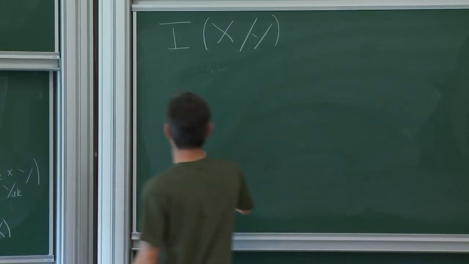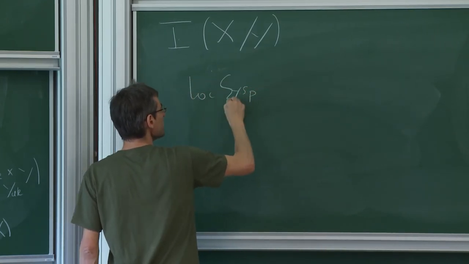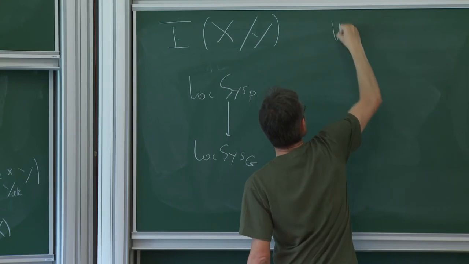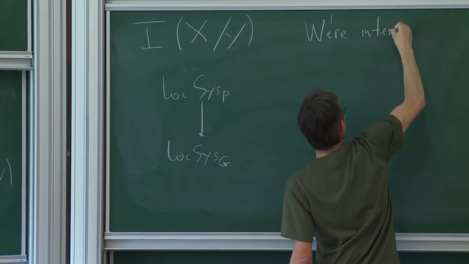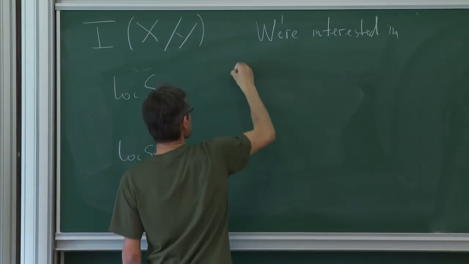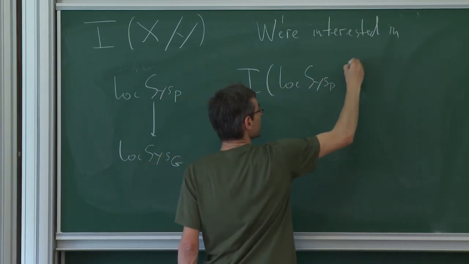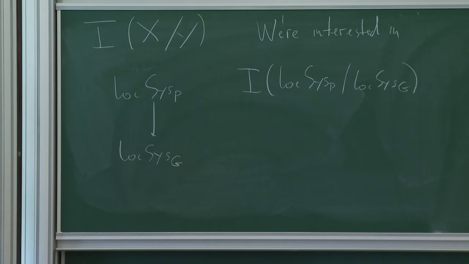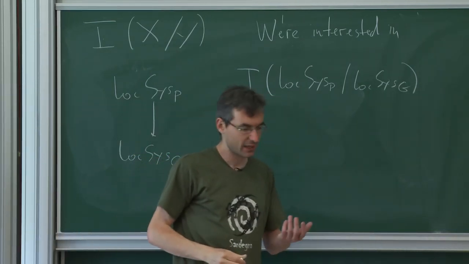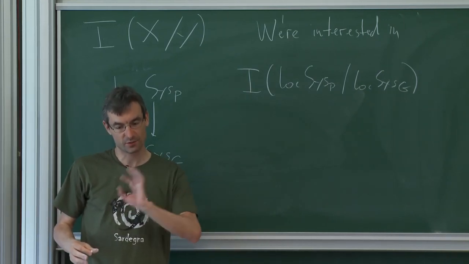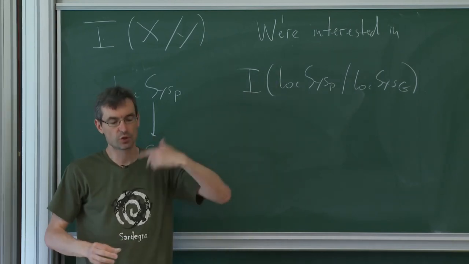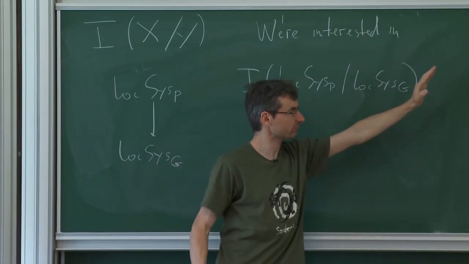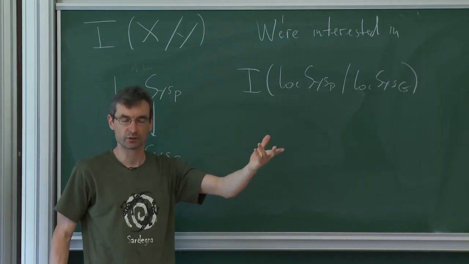Okay, and so what we're going to do is consider this morphism, Loc_P to Loc_G, and I claim we are interested in this fellow. You can ask why we are interested in this fellow and not in some other. The reason is that we are still trying to prove Langlands, and you want to translate things from the spectral side to the geometric side. It turns out that if you assume induction, this guy can be translated, fully faithfully embedded, into something explicit on the geometric side.